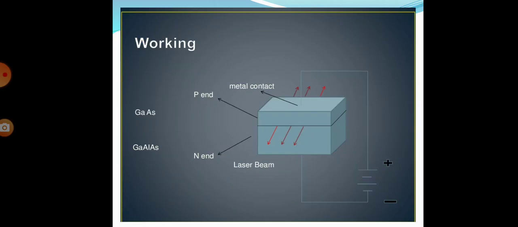Working of the heterojunction semiconductor laser. The schematic diagram of the heterojunction semiconductor laser is shown in the figure. The P end of the diode is connected to the positive terminal of the battery and the N end is connected to the negative terminal of the battery. That is, the P end is for the upper layer and the N end is for the lower layer, that is the fifth layer. The holes and electrons diffuse across the junction and recombine with each other. The recombination produces radiation in the form of light.